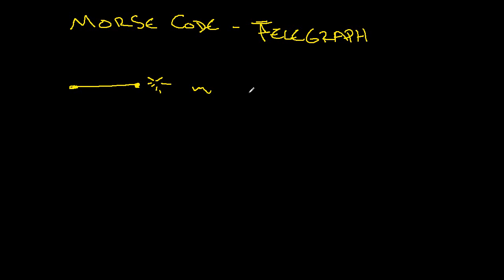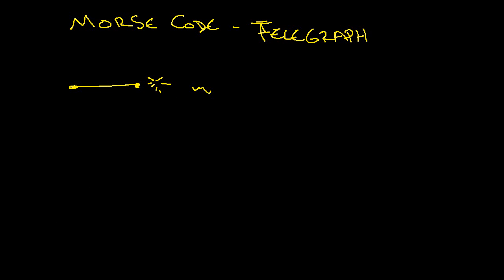It's like beep beep beep beep beep beep beep, right? That's the telegraph. That's a signal coming over the telegraph. But obviously, beep beep beep beep is not a human readable language, right? Like we don't know what that means. So that's where Morse comes in.